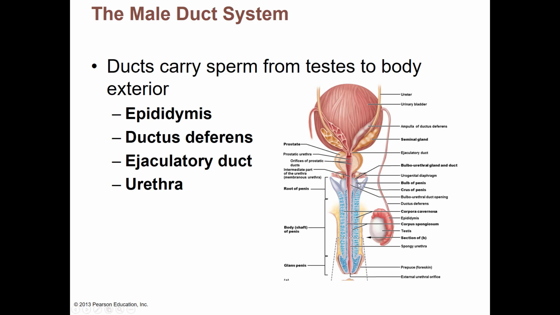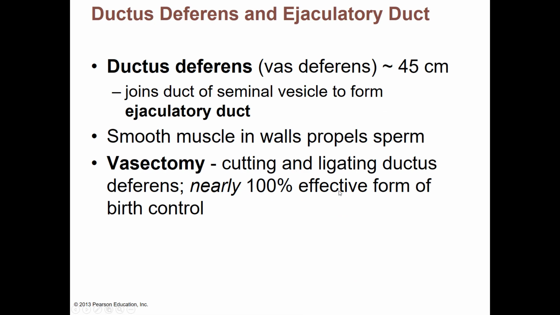Now, a vasectomy is a nearly 100% effective form of birth control. Again, you are blocking that sperm from leaving the male reproductive tract. But there's always that 0.1% chance that the vas deferens can grow back together. It happened. There are cases of it.